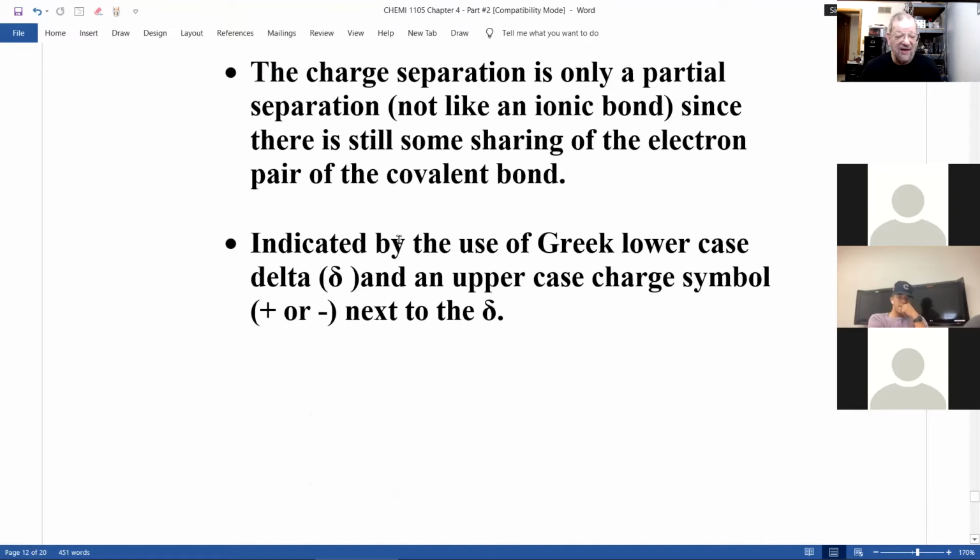And we indicate this by using the lowercase delta, the Greek letter. Capital delta means difference, lowercase delta means small difference.